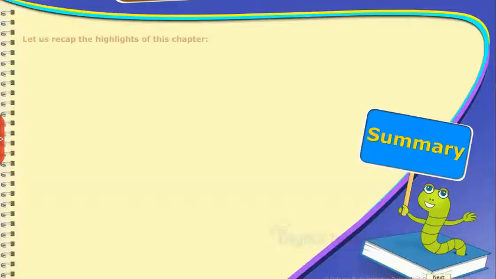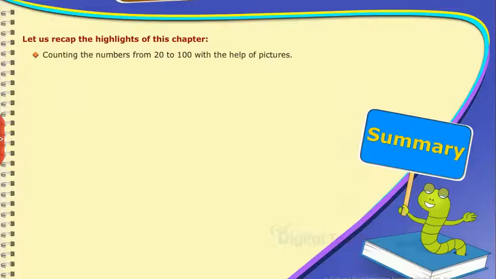Summary. Let us recap the highlights of this chapter. Counting the numbers from 20 to 100 with the help of pictures. Writing the names of numbers from 1 to 20.